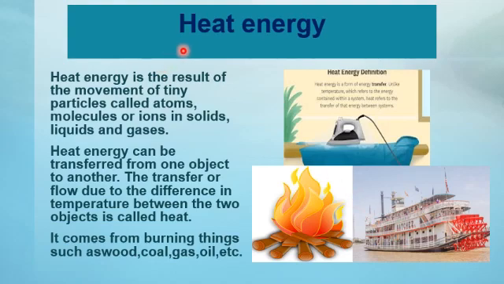What is heat energy? Heat energy comes from burning things like wood, coal, gas, oil. Heat can do work like this steam engine. It can make things move like a steamboat. A steamboat can move from the steam of heat.